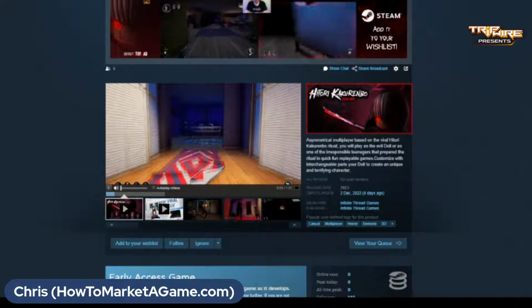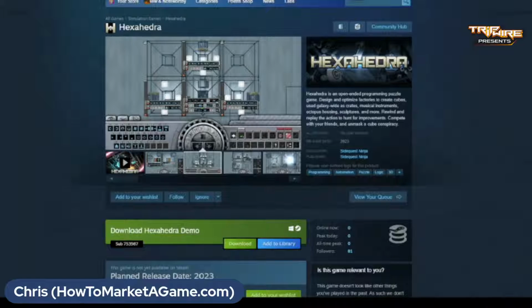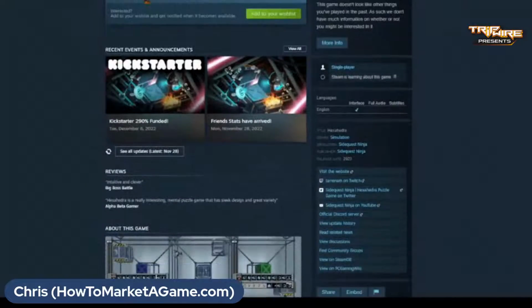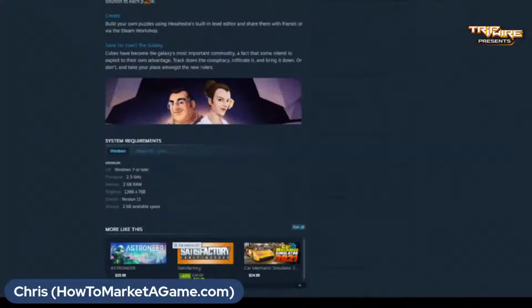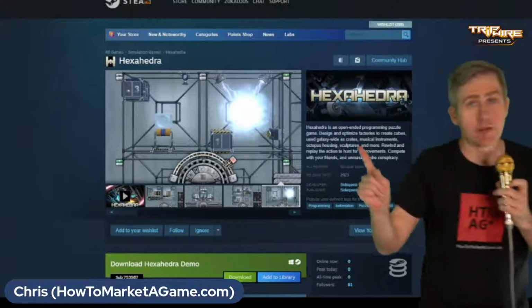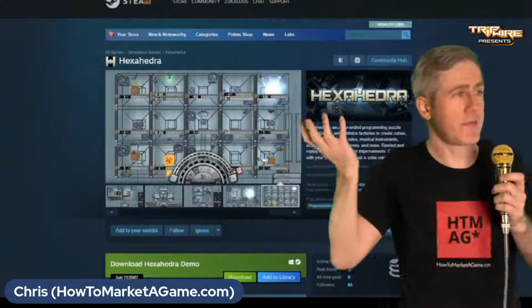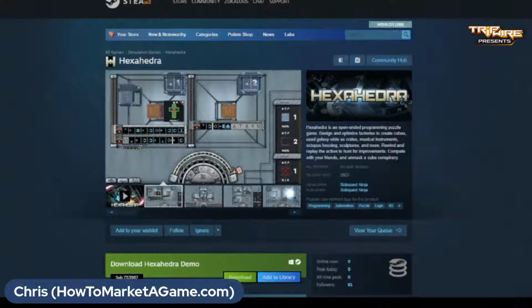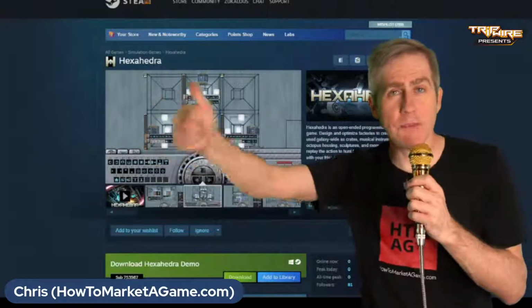Okay, I'm going to go on to the next game. Hexahedra. I'm going to do the slow scroll down. Let's take a look here. Okay, very good. First thing I'm looking for: what kind of genre is this? Let's read the short description. I see this capsule has some hardcore looking text here. "Hexahedra is an open-ended programming puzzle game." Got it right there. Puzzle game. Great job. Way to put the genre right up front.